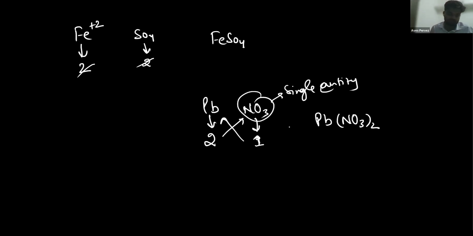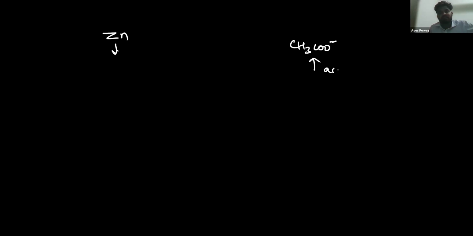Is everyone understanding? Yes, sir. The next one, which Abir has not done, is zinc acetate. Zinc is Zn, and the acetate ion is CH3COO minus. Keep in mind that this is zinc and this is the acetate ion. You will be familiar with it.